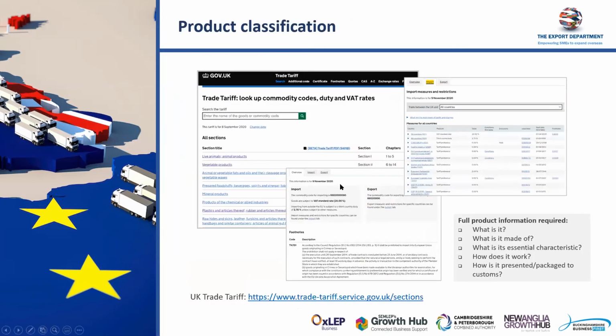Product classification, we've talked about how important this is, how it's part of our compliance. We must be classifying our goods correctly to make sure that as an importer we're paying the right rates of duty and VAT, and also feeding into the correct statistics. But similarly, on the export side of things, you need to be helping your customers remain compliant as well. So you need to be helping them to make sure that they are importing the goods correctly.